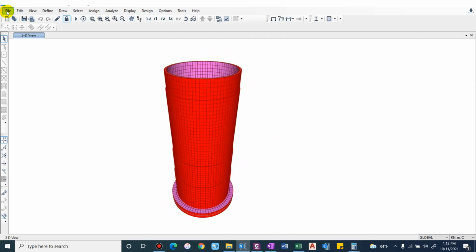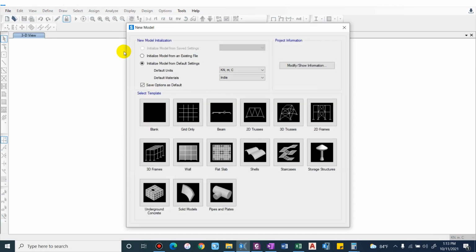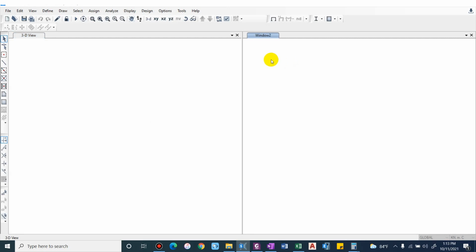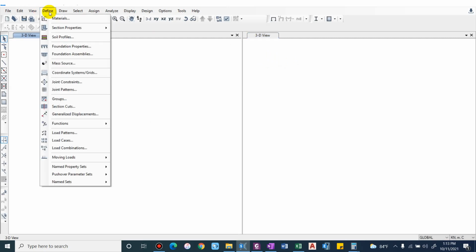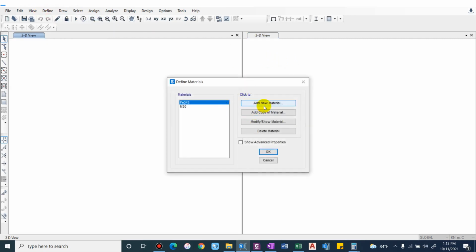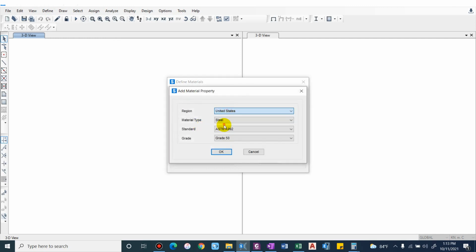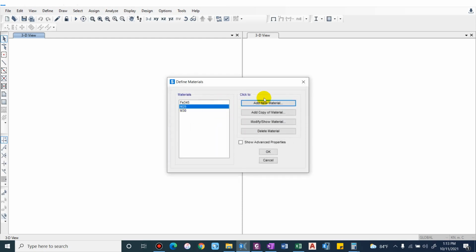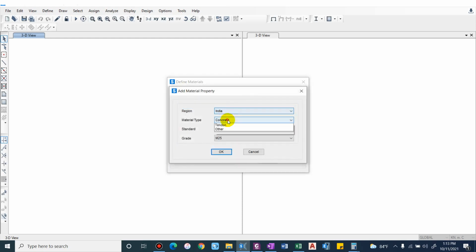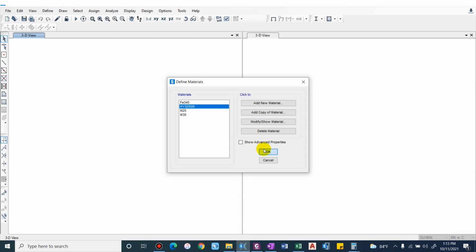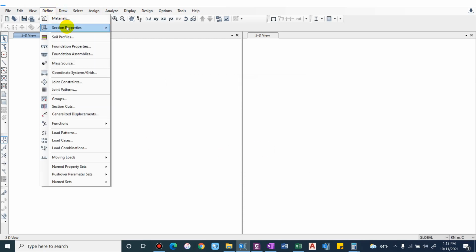Okay, so now let us go to new model, and for now let us go to blank. The first thing, we'll define materials. So add new material, India concrete M25. Add new material, now we are going to define rebar, 500 grade. Okay, so material defining is done.